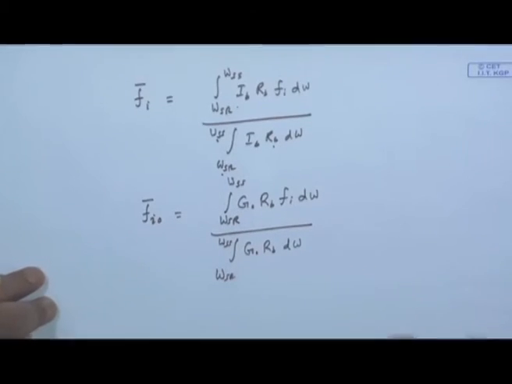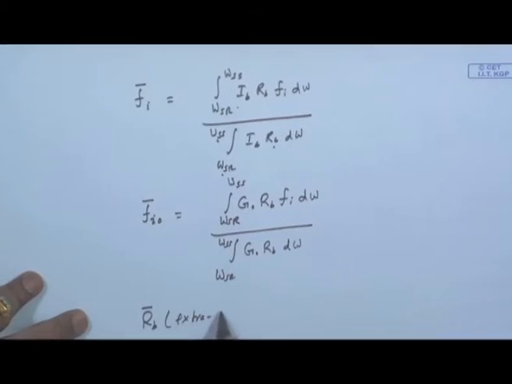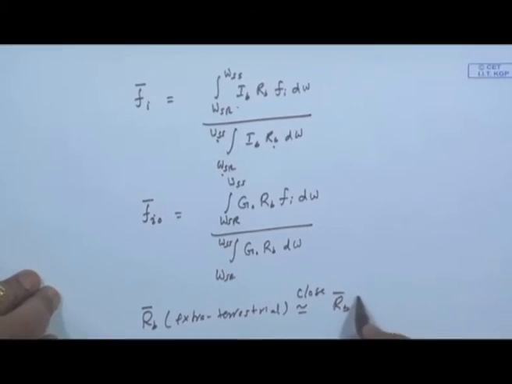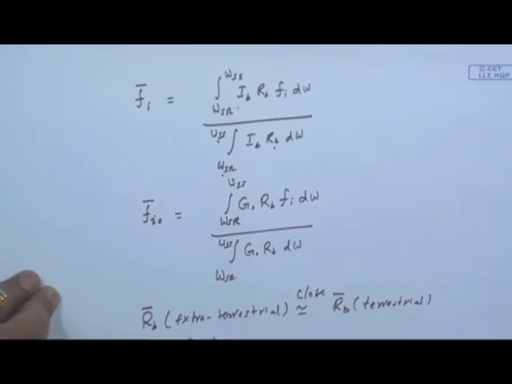And as we argued, RB bar extraterrestrial is reasonably close to RB bar under terrestrial conditions, if KT is simply uniform. In fact, it is identical if KT is uniform, and approximately, reasonably satisfied even if it is not.